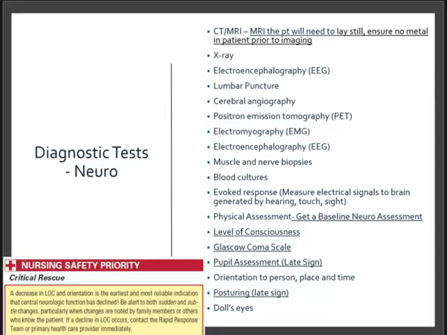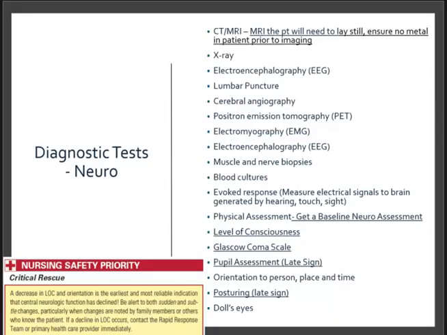We can also do X-ray. X-ray is really going to tell us if there's a skull fracture or if there's something else there. EEG is great to look at those brain waves to note if the patient is having a seizure, what's happening there, is the patient brain dead. Lumbar puncture is a great tool to identify, looking at your CSF fluid, looking at the pressure, looking to see what's in the fluid itself. Cerebral angiography, looking at how the blood is moving through those arteries.